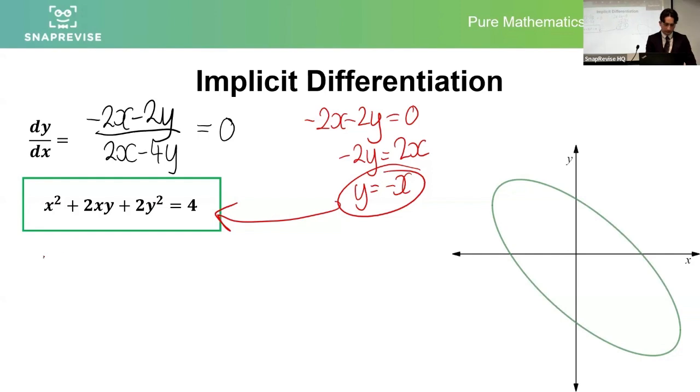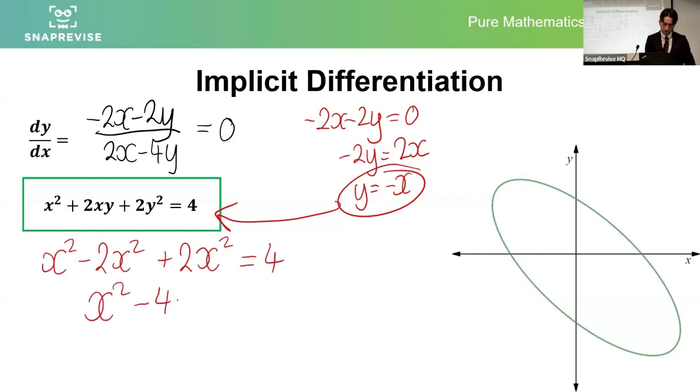So what we would have is x squared plus 2x times minus x, so minus 2x squared, and we're replacing y with minus x. So that would actually become plus 2x squared because it's minus x all squared, equals 4. You get a quadratic, x squared minus 4 is 0. So x equals 2 or minus 2.